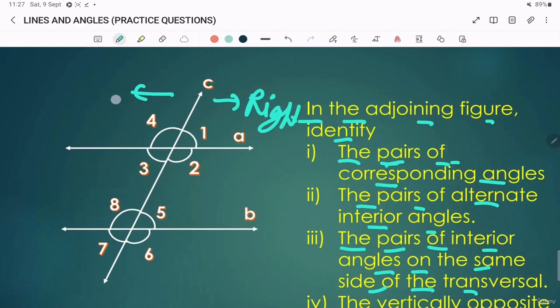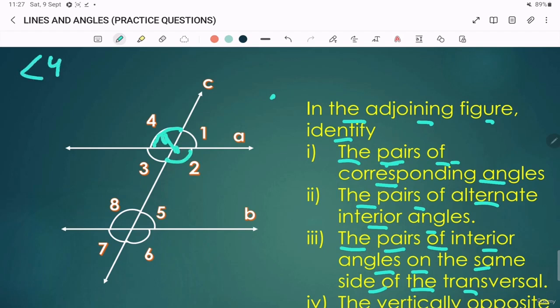Now find out the vertically opposite angles. This angle 4 and angle 2 is one pair. They are vertically opposite angles. Angle 4 and angle 2 is one pair. Angle 1 and angle 3 is another pair.